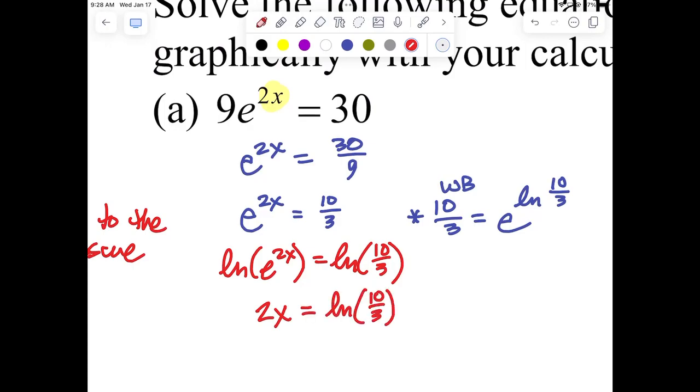Dos equis. And then over here on the right-hand side, we get the natural log of 10 thirds. Now, that's the same answer you would have gotten if you had written 10 thirds as e to the natural log of 10 thirds, and it would be just as many lines. Writing 10 thirds that way requires a little more insight. You're creating something that's not there. Whereas taking the natural log of both sides is just something that works every time. So I think it's a little bit easier to take the natural log of both sides.